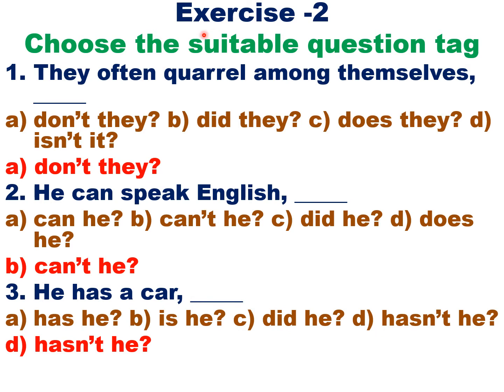Exercise number 2. Choose the suitable question tags. They often quarrel among themselves. Quarrel, simple present tense. Positive sentence. Negative tag. Don't they. He can speak English. Auxiliary verb can. Positive sense. Can't he. Can't he is the answer. He has a car. Possession. Positive sense. Hasn't he.